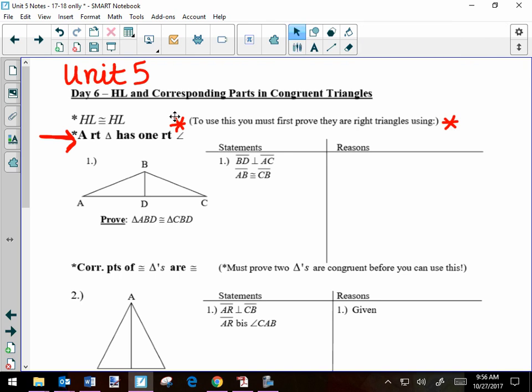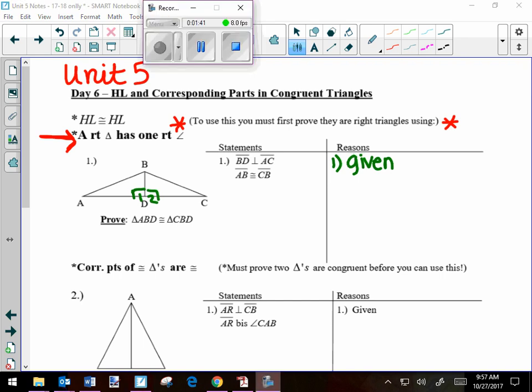So if we're working through this proof, we would take a look at our first given. This should say given, I think, and it doesn't. The first given tells us that we have perpendicular lines. And if we look at where BD and AC are perpendicular, we can see that there are right angles here and here. So we know, based on what we had done previously, that if we have perpendicular lines, we have right angles, and the best way to name those right angles is to put numbers on them and call them angles 1 and 2.